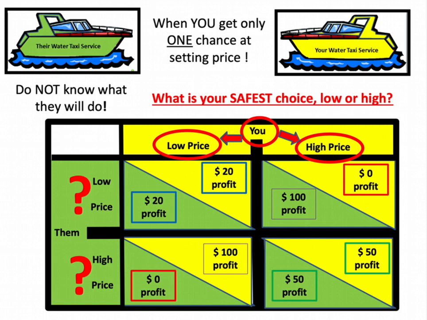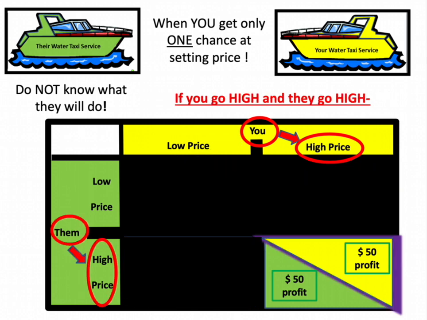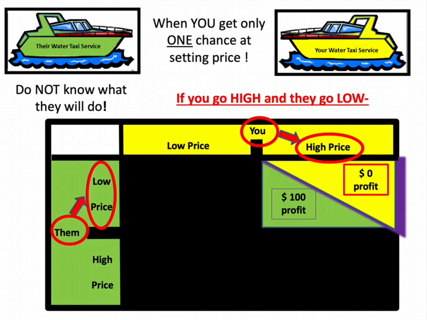So the question becomes, if you only have one chance of deciding what price to set, and you don't know what they're going to do, and they don't know what you're going to do, what is your safest choice? Should you go low or should you go high? Well, let's look at this. If you go high and they go high, then you stand a chance of getting half of the business and you're going to make 50 and they're going to make 50. That'll be a good deal, right? Good size profit. But if you go high and they go low, you're going to get nothing and they're going to get 100. So that's really not too good.